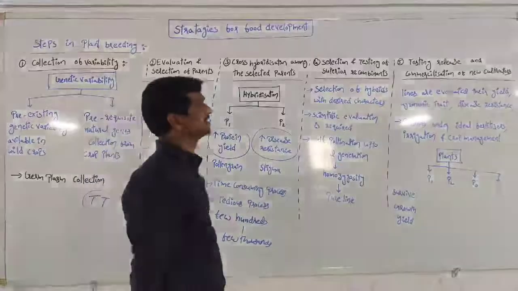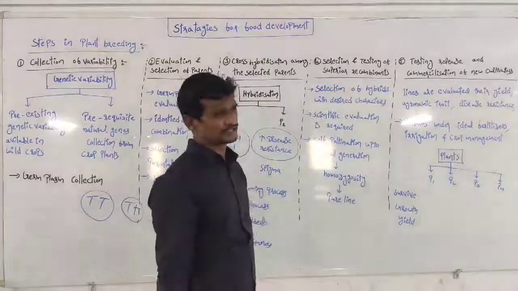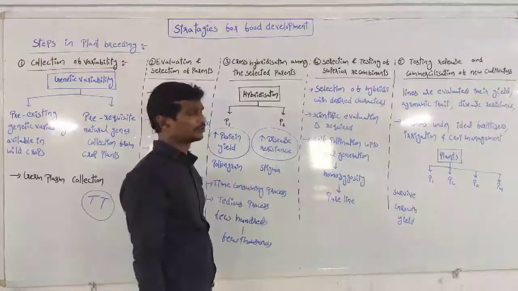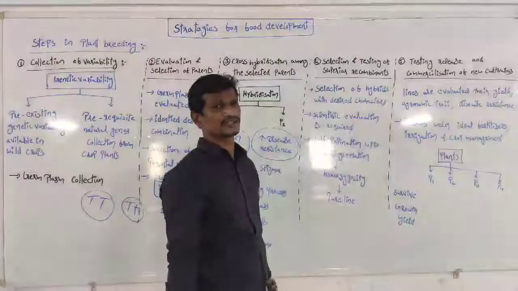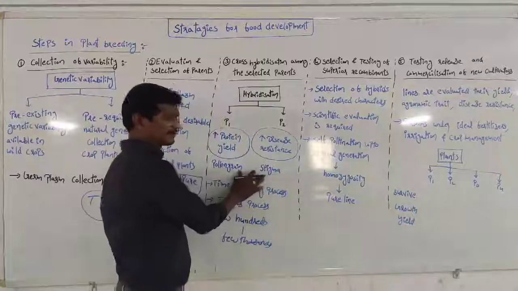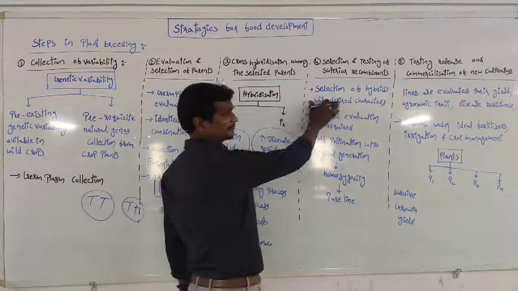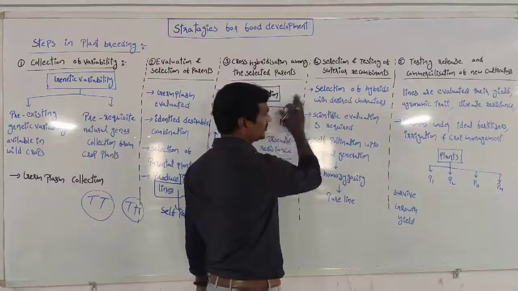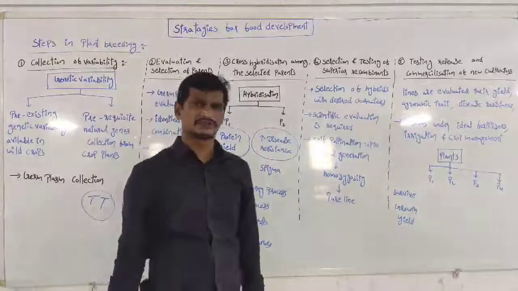And then the next one is the selection and testing of superior recombinants. Simple: a selection of hybrids with desirable characters. Whatever hybrid plants we produce, after the hybridization process, we select here. And I already said scientific evaluation is required.